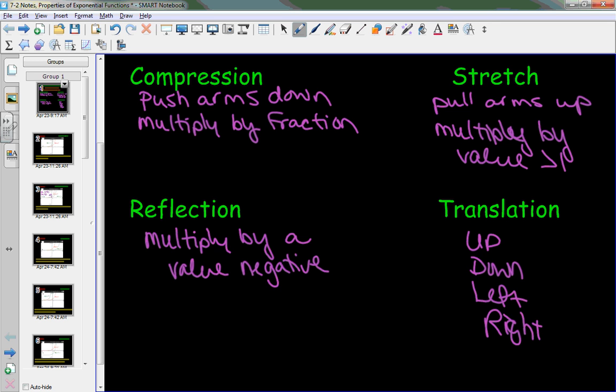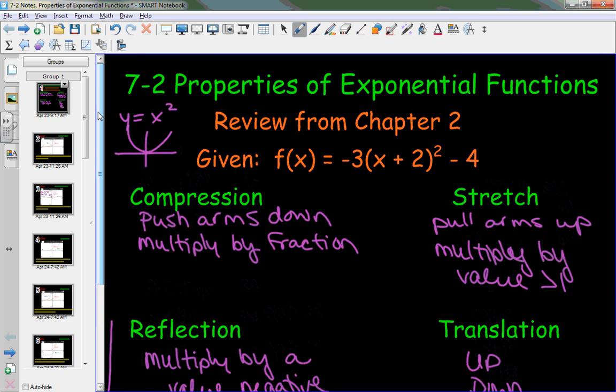Now, if we go back up here and we talk about this handy-dandy little equation that I gave you, what is going on with that negative 3? The negative does what? It reflects it over the x-axis. And what does the 3 do? It's the stretch. It's a stretch by a factor of 3.